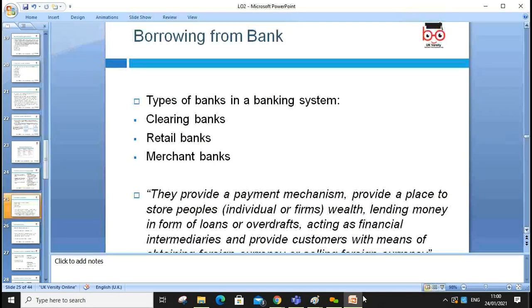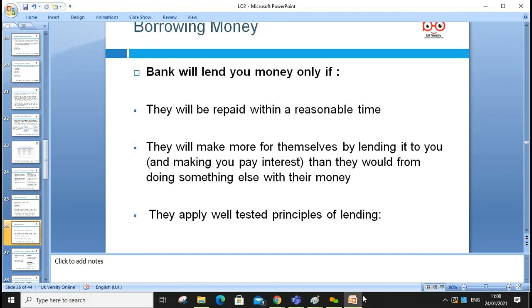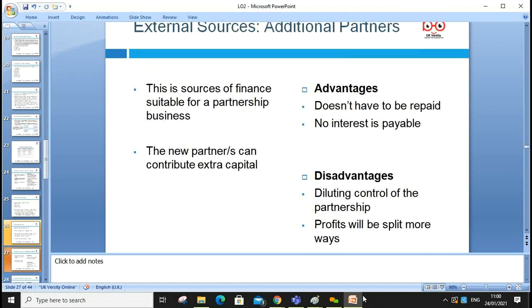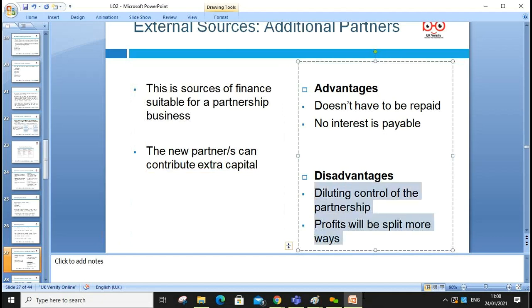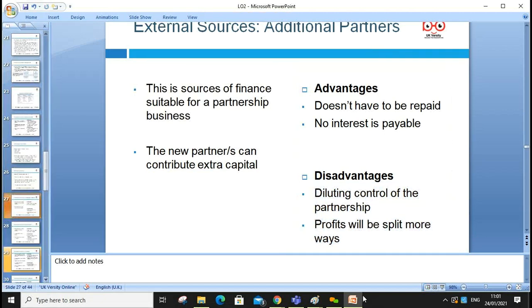Okay, then we have borrowing from the bank. It can be a clearing bank, retail bank, or merchant bank, and we can borrow money from them. The bank will lend you money only if it will be repaid within a reasonable time. So if we have a good credit score, the bank will give you the bank loan. Then we can go through partners. If we are a partnership, you can add an additional partner into the business, and they can bring money that doesn't have to be repaid, with no interest involved. Diluting power may be a disadvantage, as we need to share the profit and share control of the company.